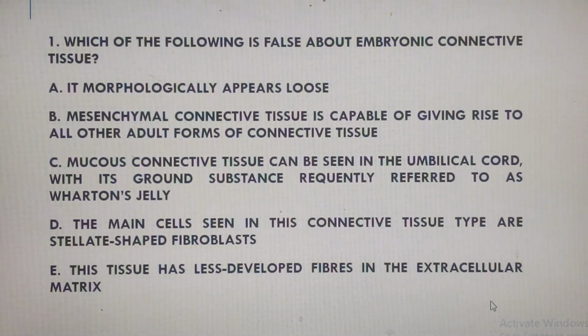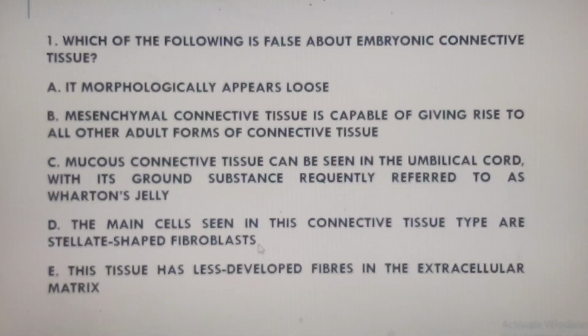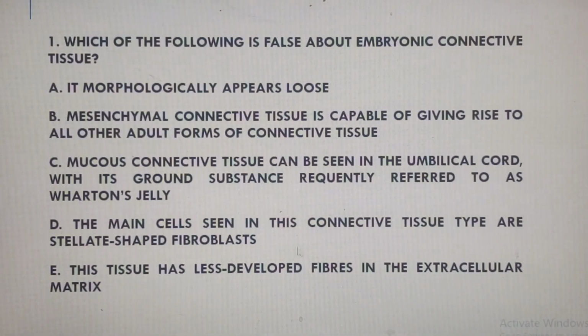Now, option D says the main cells seen in this connective tissue type are stellate-shaped fibroblasts. Yes, indeed, we are going to see the stellate-shaped cells, which are the mesenchymal cells, but not fibroblasts. Fibroblasts we see in connective tissue proper. They're actually called mesenchymal cells. So we get to see that. So already we've seen our correct answer. Our option is D. But let's go on.